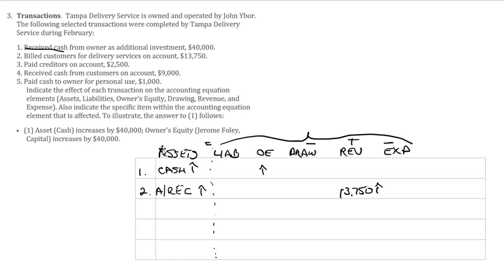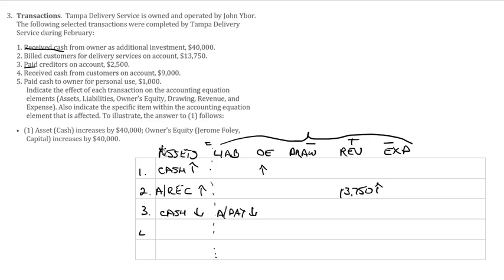So in number 3, we paid creditors on account. So for 3, we paid, and as soon as you see the word paid, that means the cash went out the door. So cash is going to decrease. And we paid a creditor, which means we're reducing a liability. So this would be accounts payable. That would decrease. And then we paid cash to the owner for personal use. So the owner withdrew. Did I miss one? Oh, yeah, number 4. We received cash from customers on account of $9,000.